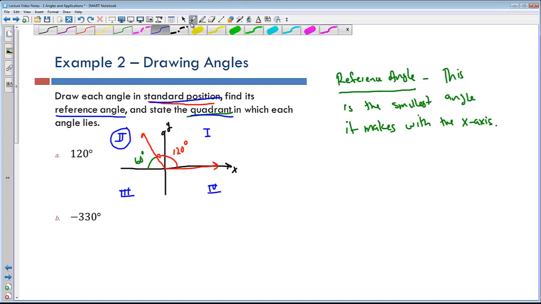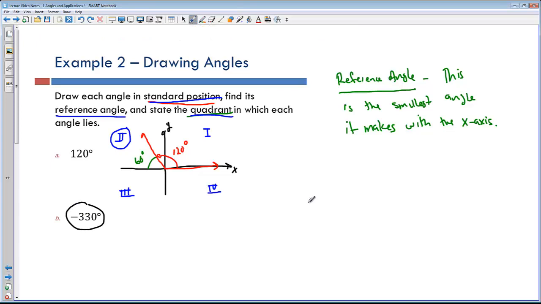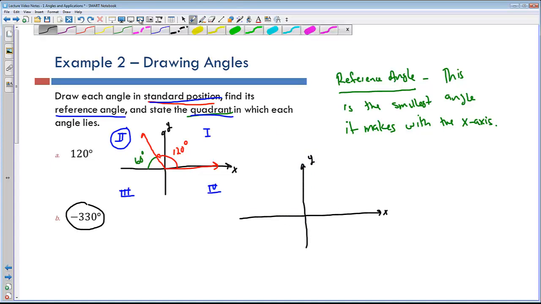So now let's do this again. But this time, let's do it for negative 330 degrees. So over here, I'll redraw my x and y axis. I want to draw my angle now. So negative 330 degrees in standard position. You're always going to start. Standard position means you start on the x-axis like this. And then the negative sign means instead of going counterclockwise, you're actually going to go clockwise. So you're going to go this way.